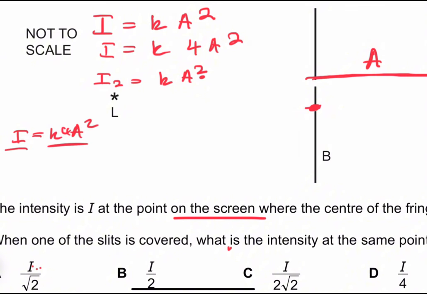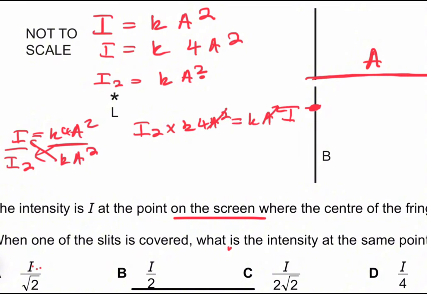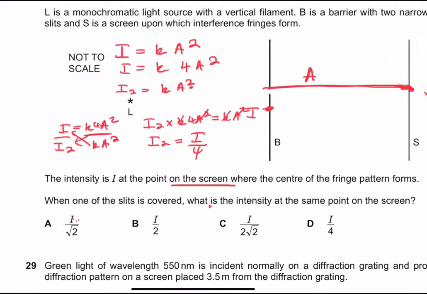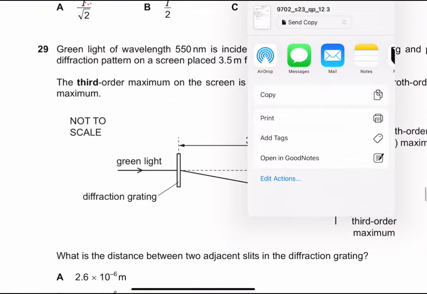So this is basically how you work equations with intensity and amplitude, right? So you say I2 divided by your value of KA squared, right? So you cross multiply the sides. So your I2 multiplied by K4A squared will be equal to KA squared I. Right, so this cancels each other out, K and K. So your value of I2 in terms of I will be I over 4. And the answer is D.